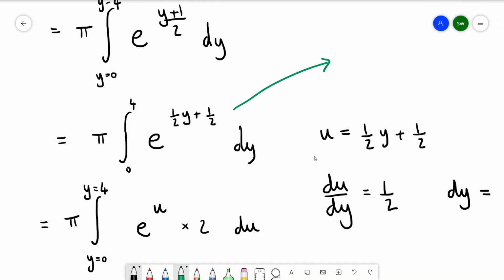The quick way of doing this without a formal substitution would just be to realise that we've got a function, e to the power of, and inside the power we've got a linear function of y. So we could integrate it as if it was e to the u, which would just be e to the half y plus a half, stays the same. But we'd need to divide by the derivative of the inside function. So divide by the derivative of this linear function of y. The derivative is a half. When we divide by a half, we'd end up with 2.